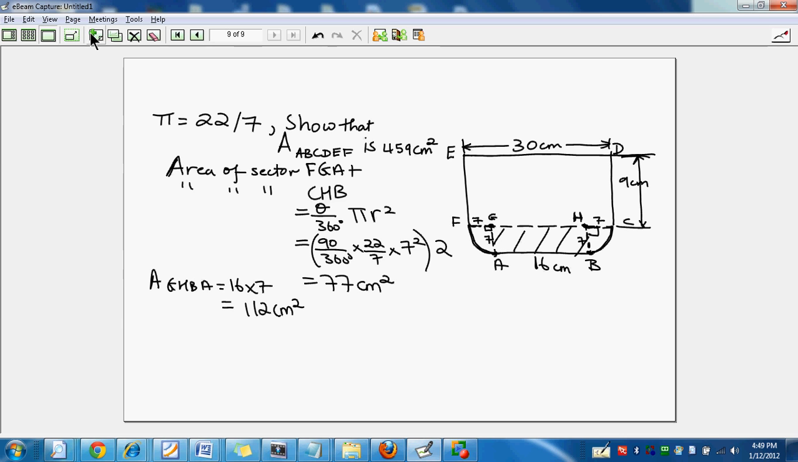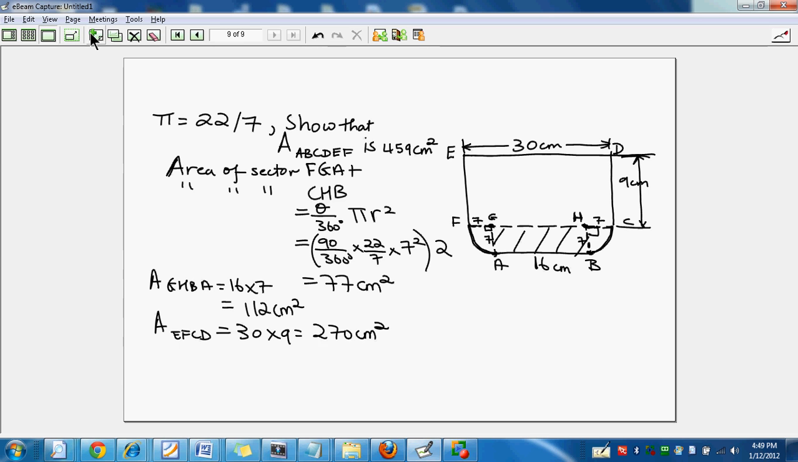What else is left? We have to find the top rectangle now, which will be EFCD. So let's write that down: area of EFCD. That'll be length by breadth again, which will be ED by DC, which will be 30 by 9. 30 multiplied by 9 gives us a figure of 270 cm squared.